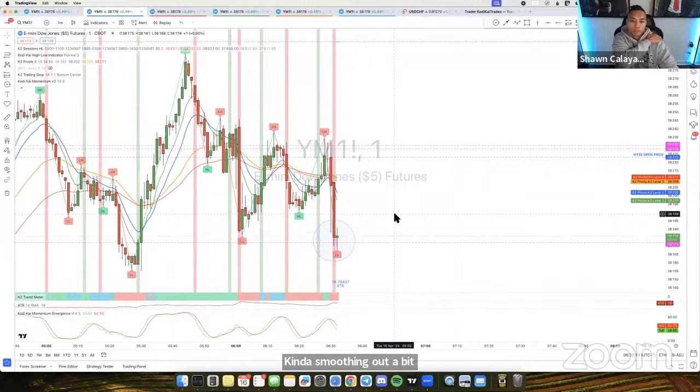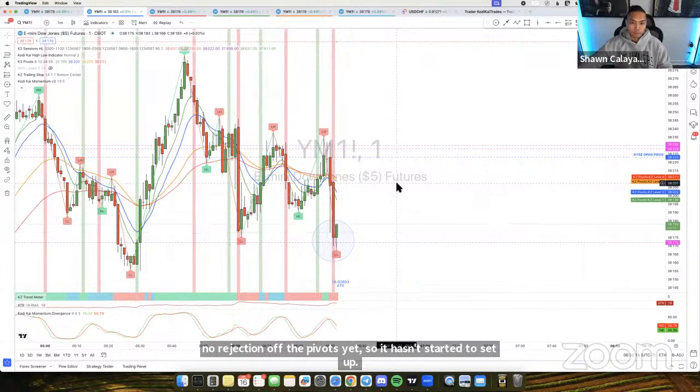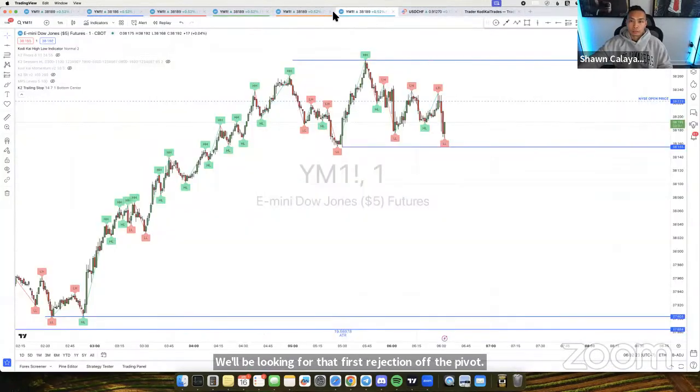So we do have the bearish trend here. We might be looking for a sell here for the PRB. There's no rejection off the pivots yet, so it hasn't started to set up. We'll be looking for that first rejection off the pivot. Once we have that, we'll start looking for the next setup. Liquidity hasn't gotten hit yet. Got pretty close to it, but not yet.